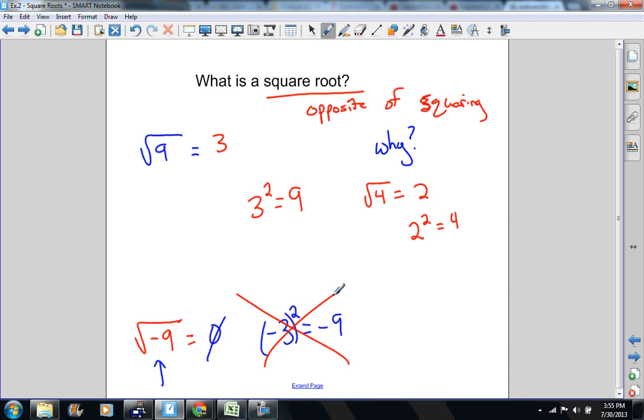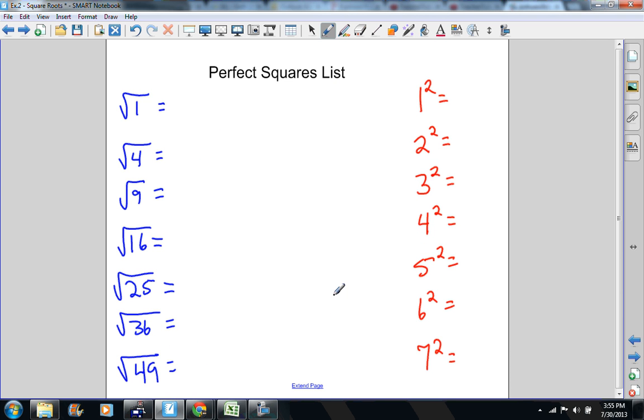Okay, so now that we've wasted a lot of time, we have a thing called a perfect squares list, and we know that these are opposite ideas. 1 squared and square root of 1 should be opposites. So if we start on the right side here, I'm going to put these all in black. 1 squared is equal to 1, and so the square root of 1 is equal to 1. 2 squared is equal to 4, therefore the square root of 4 is equal to 2.